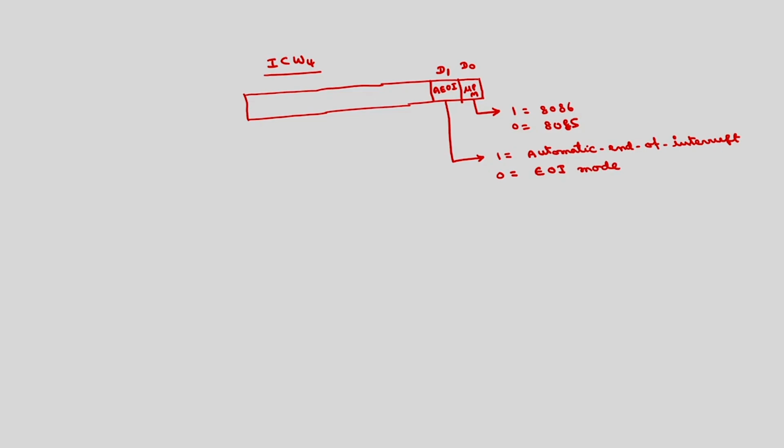So, this is the second pin. After the completion of the service of the interrupt, to indicate that the interrupt service has ended, we can have 2 types of end of interrupt indications. One is automatic, another is EOI. So, this is 1 means automatic, 0 means EOI. And then the third bit will be M by S bar, and the fourth bit is BUF.